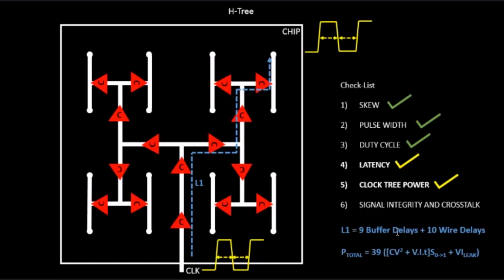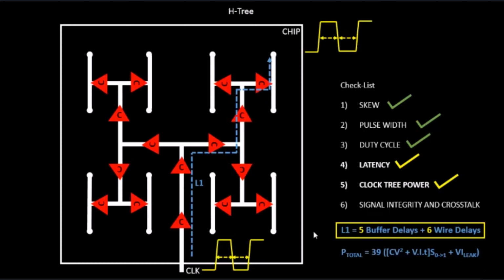So latency, initially it was 9 buffer delays plus 10 wire delays. And now in this case, let's say we calculate the delay required for the clock signal to traverse from this clock port to this clock endpoint. It's like 1 2 3 4 5 buffer delays plus 1 2 3 4 5 6 wire delays. So in this case the latency will be 5 buffer delays plus 6 wire delays. But there is a catch over here: by the equation it looks like we have reduced the latency, but actually it's not.